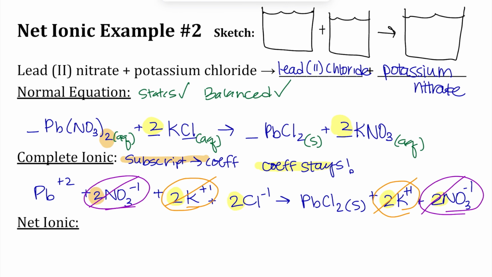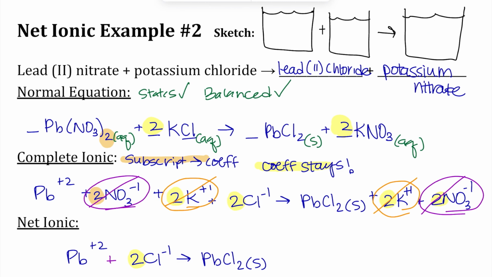My net ionic equation is going to come from everything that is remaining and that didn't get canceled out, because these are the things that are participating in our reaction. So we're going to have a Pb2+ plus 2 Cl- producing our PbCl2 solid. And notice the 2 that we have here is going to match the 2 we have here, because this does need to be balanced.